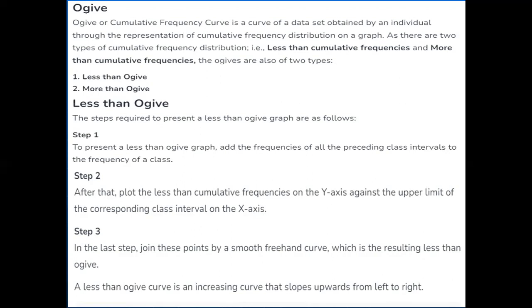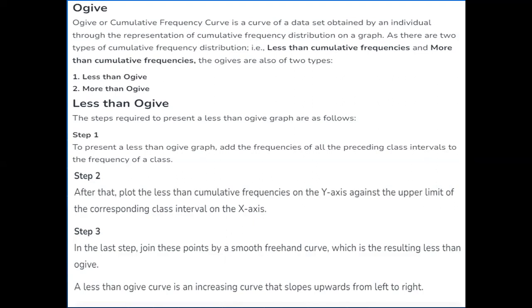Normally the class interval is taken on the x-axis and cumulative frequencies are taken on the y-axis. Based on that, you will be plotting the graph. Since we have two data in the class interval, one is the lower limit and the other is the upper limit, you have two types of cumulative frequency curves. One is the less than cumulative Ogive curve, or cumulative frequency curve, and the next one is the more than cumulative frequency curve, or more than Ogive curve.